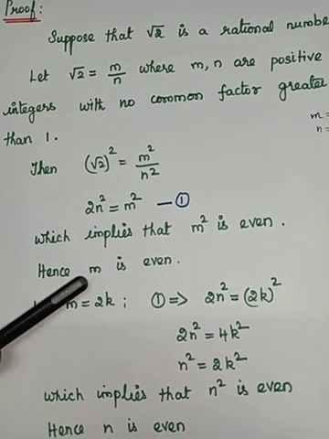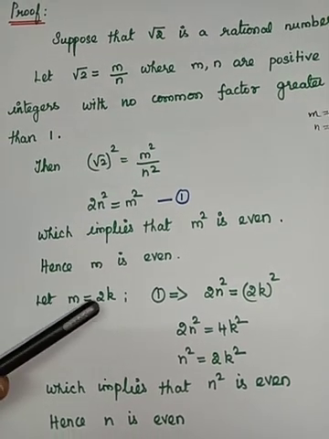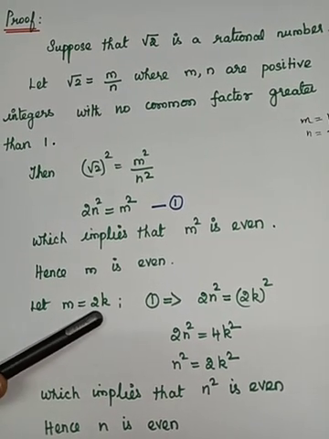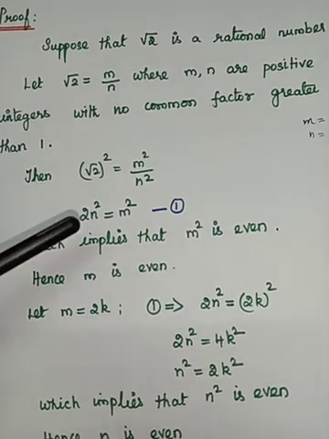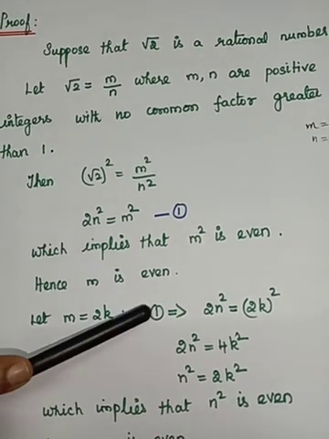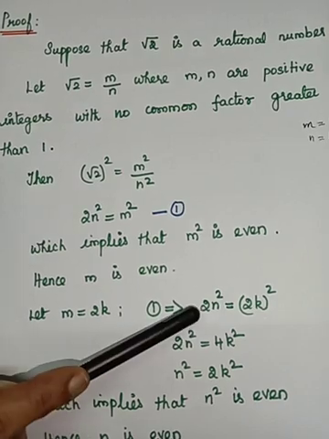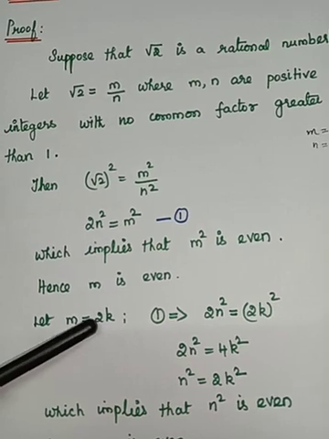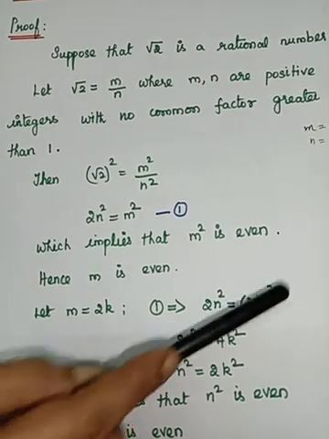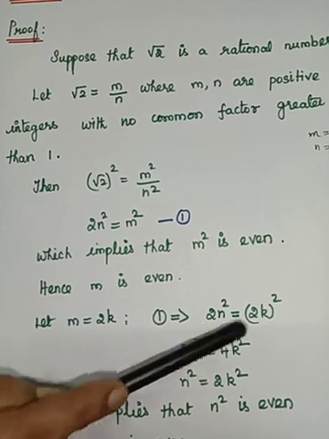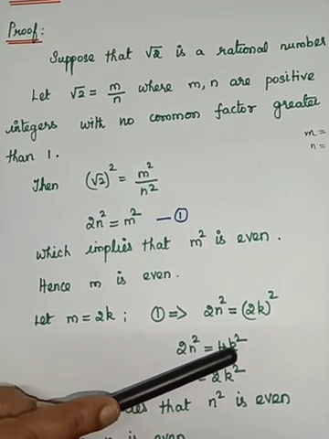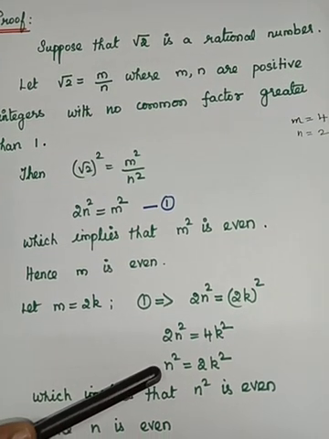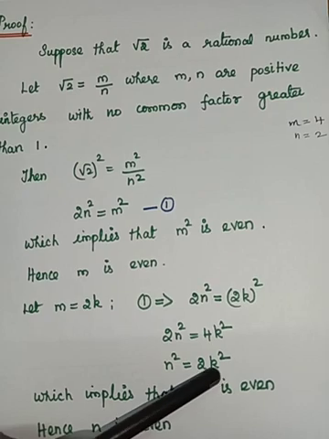So m is even means you can take m as a multiple of 2. That's why I have taken m is equal to 2k. This m equal to 2k has to be substituted in equation 1. So in the left side, 2n squared is equal to, in the place of m, 2k the whole squared. So 2n squared is equal to 4k squared. This 2 and this 4 get cancelled, so we got the result n squared is equal to 2k squared.